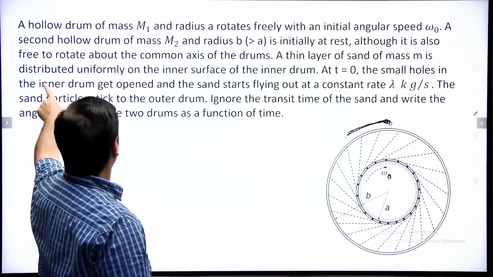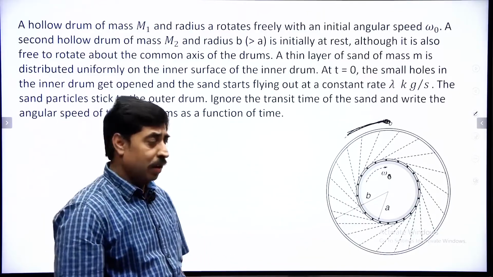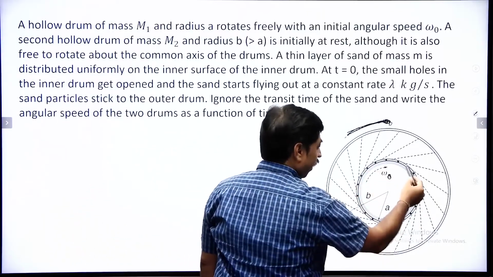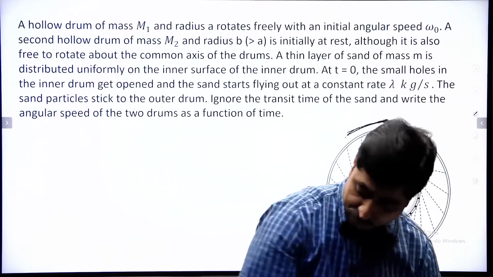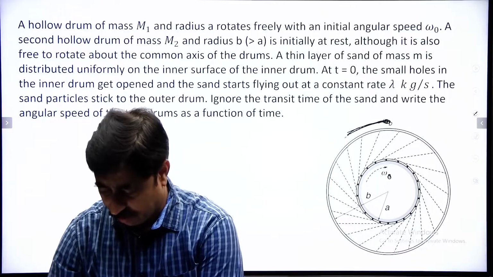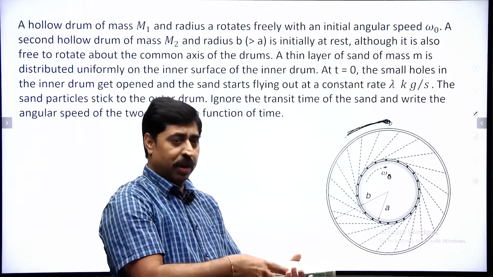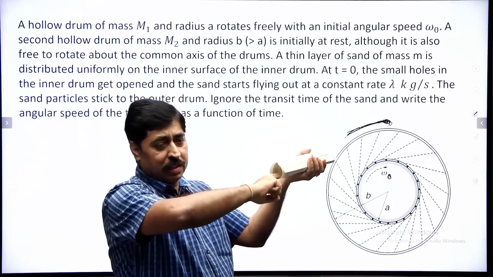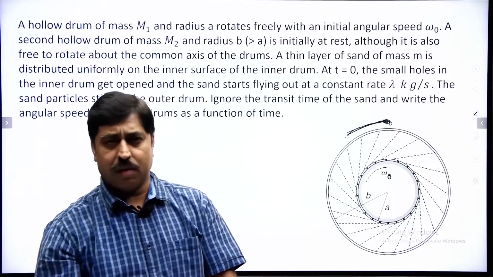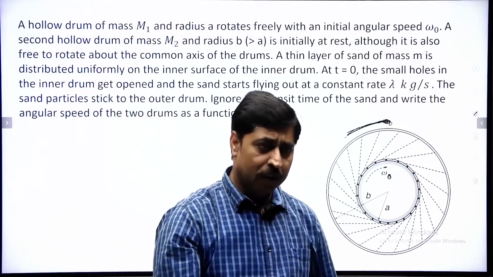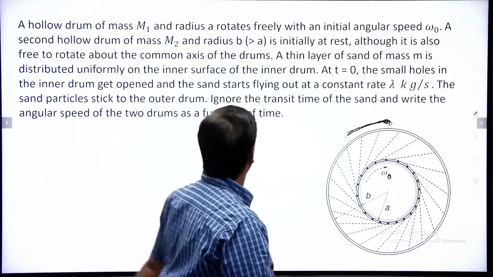A thin layer of sand of mass small m is distributed uniformly on the inner surface of the inner drum. This is the inner drum. Inside the drum, there is a thin layer of mass, basically sand, which is uniformly spread. This is the drum, and inside it, on the inner surface, there is a thin layer of sand which is sticking to the surface of the drum. The mass of the sand is small m.